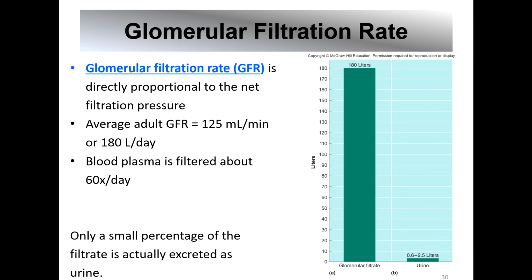Now, this is a big number. You may think to yourself, so I filter through the kidneys 180 liters of fluid. 180 liters gets turned into filtrate every day. I don't pee 180 liters a day, right? In fact, most people, it's probably around 500 milliliters to 1 liter. In fact, the number they're giving us over here is about 0.6 liters to 2.5 liters, depending on what you're drinking, how much of it you're drinking.